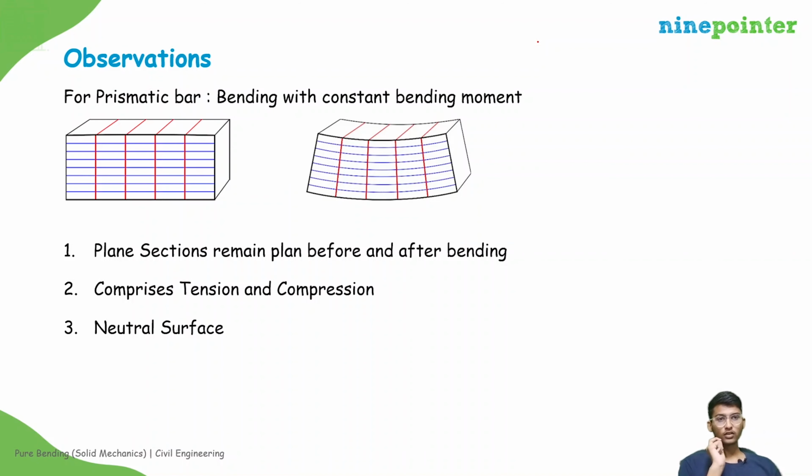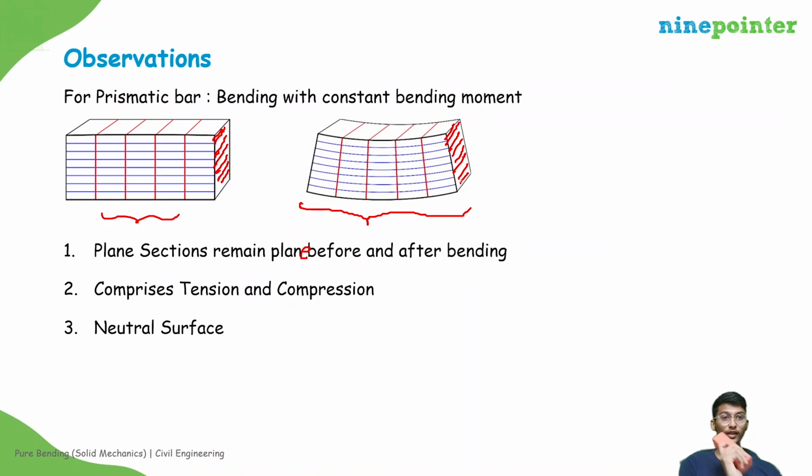Now we need to observe a few points in pure bending. This is the undeformed beam, and after application of bending moments, it is undergoing pure bending. On pure bending, the deformed shape looks like this. The first observation is that plane sections remain plane before and after bending. This section is plane before bending, and after bending also it is plane again.